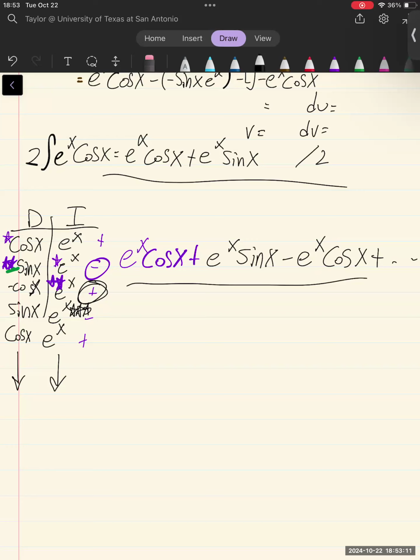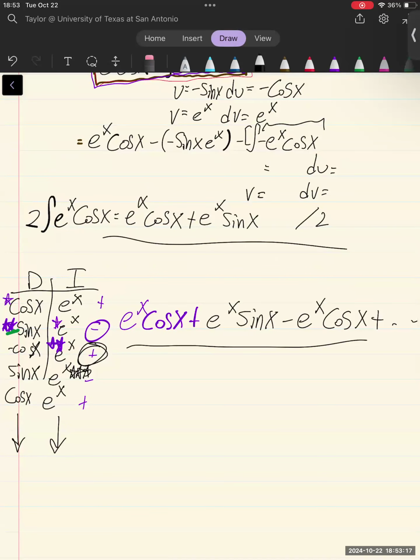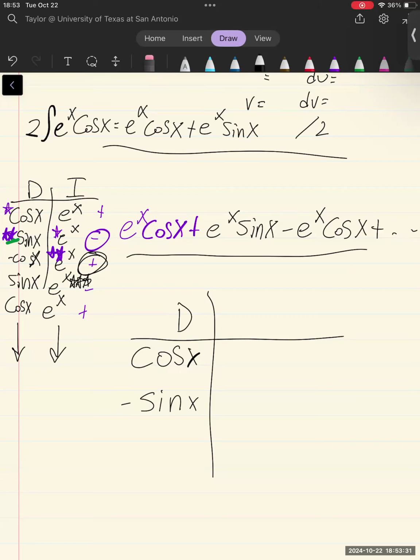I had a question. Go for it. Regarding matching up the derivatives and the integrals, is it diagonal or straight across? It's diagonal. Let me write it a little bigger so I can draw the circles. We've got cosine x, then sine x, negative sine x, and then negative cosine x, and then e to the x, e to the x, e to the x, e to the x. So we match this cosine to this e to the x, this sine to this e to the x, and then this cosine to this e to the x. Gotcha. Thanks so much.